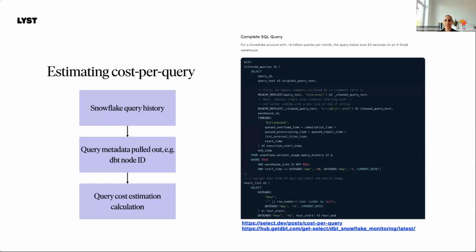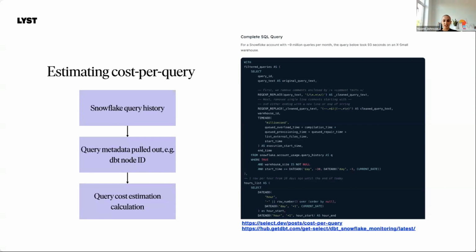Fortunately, select.dev has a blog post with a calculation to estimate this, as well as a DBT package. So we took this calculation and enriched our Snowflake query history table. And when DBT runs queries, it adds metadata as a comment to the end of that query. So we pulled the data from there, such as the node ID, which is the ID of the model for that query, and the invocation ID, which is the specific DBT command that was run for that query to run.